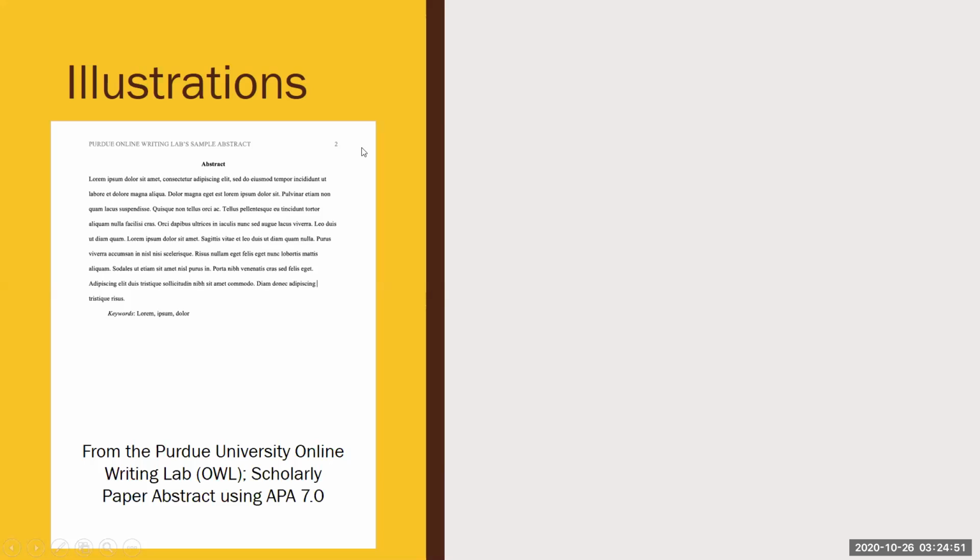So normally the abstract page appears on page 2 of your research paper. Page 1 is your title page, page 2 is your abstract, and the body of your paper starts from page 3.